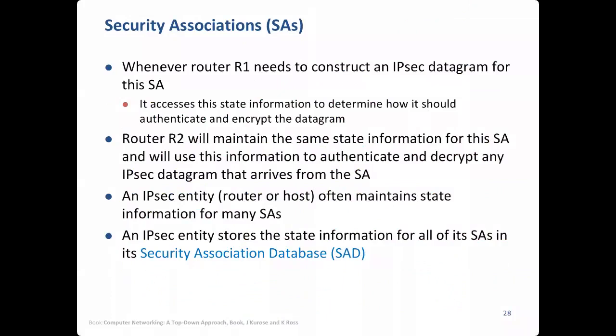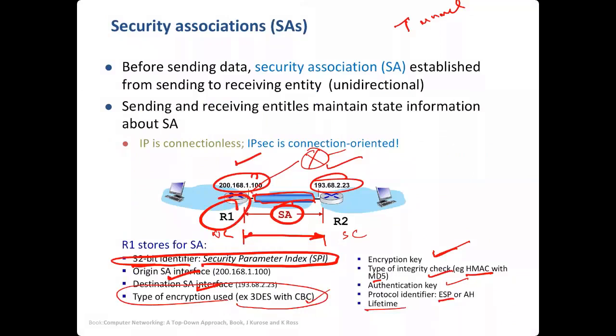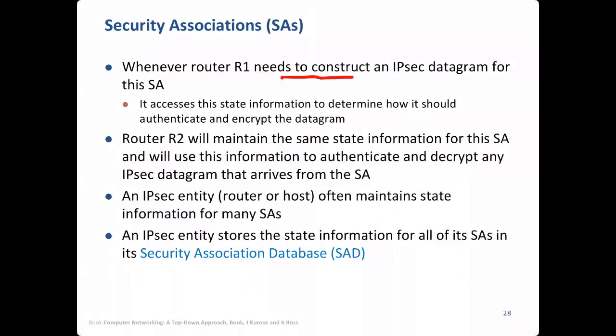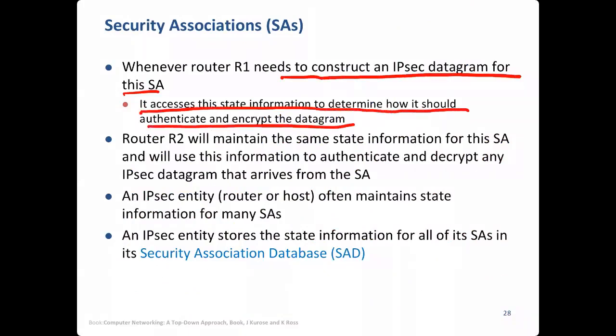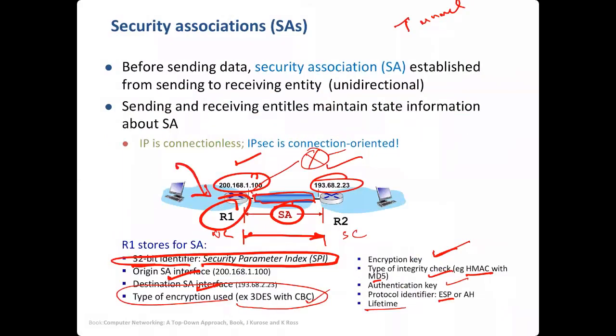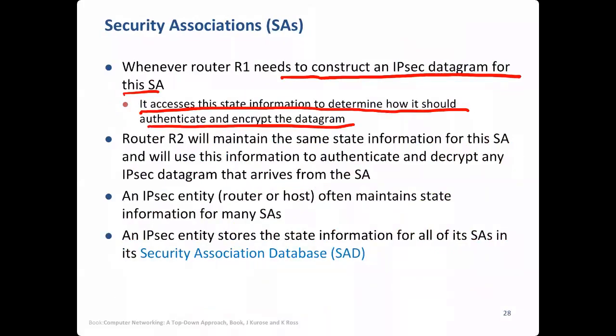So when router R1 in North Campus, for example, needs to construct IPSec datagram for SA, it accesses the state information to determine how it should authenticate and encrypt the datagram. So once this relationship is formed, a new packet comes, then this gateway has to determine how to encrypt or authenticate, do authentication related calculations, right? So R2 maintains the same information for this security association and will use this information to authenticate and decrypt.